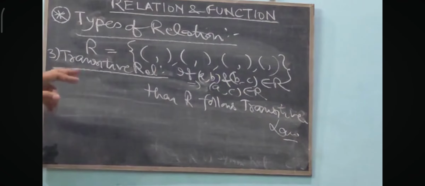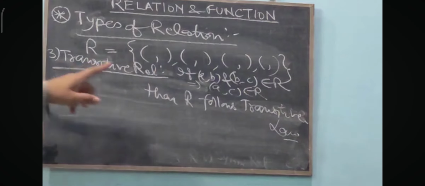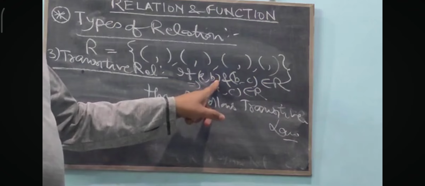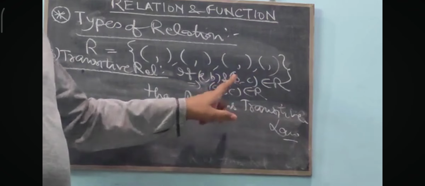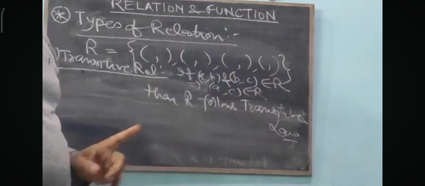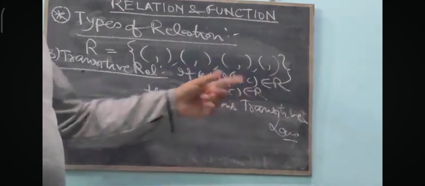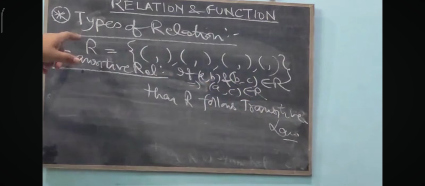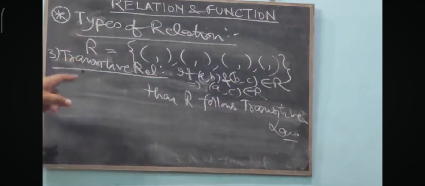While we are verifying this relation, in A comma B and B comma C, the last element of the first pair and the first element of the second pair should be the same. The other two must differ. And then the pair formed by these two must also belong to R. If it is so in R, then we say that R is a transitive relation.